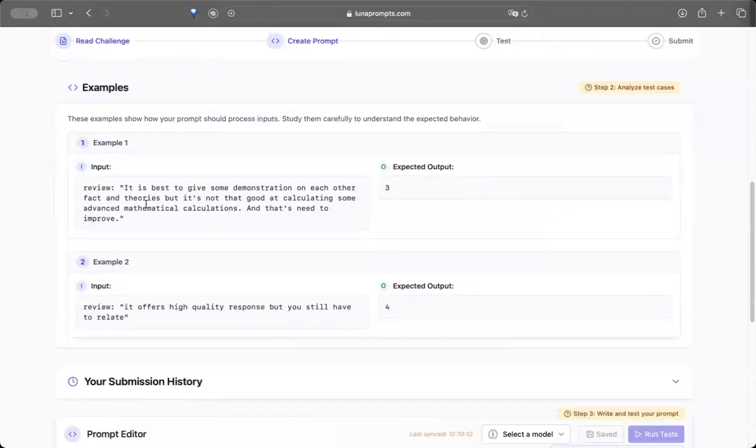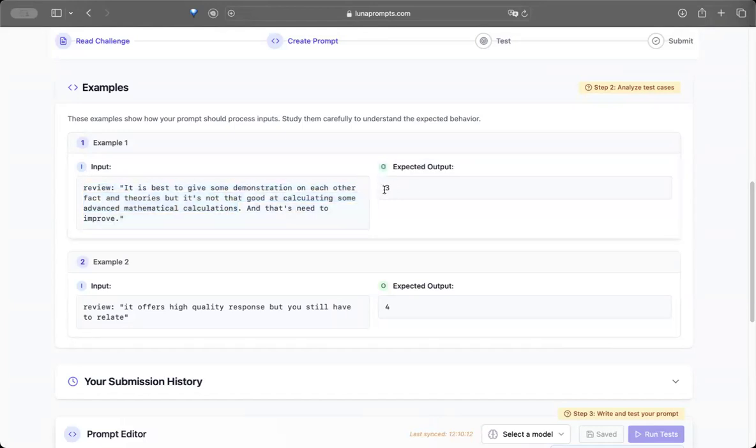So here we have some examples to get an idea of how things are going. "It is best to give some demonstration on each other fact and theories, but it's not that good at calculating some advanced mathematical calculations, and that needs to improve." Okay, so this is not grammatically correct, but we can see here that it's talking about ChatGPT. It doesn't mention ChatGPT explicitly, but it's telling you something about it. So it's saying it's pretty good at math, but it should give more fleshed out context.